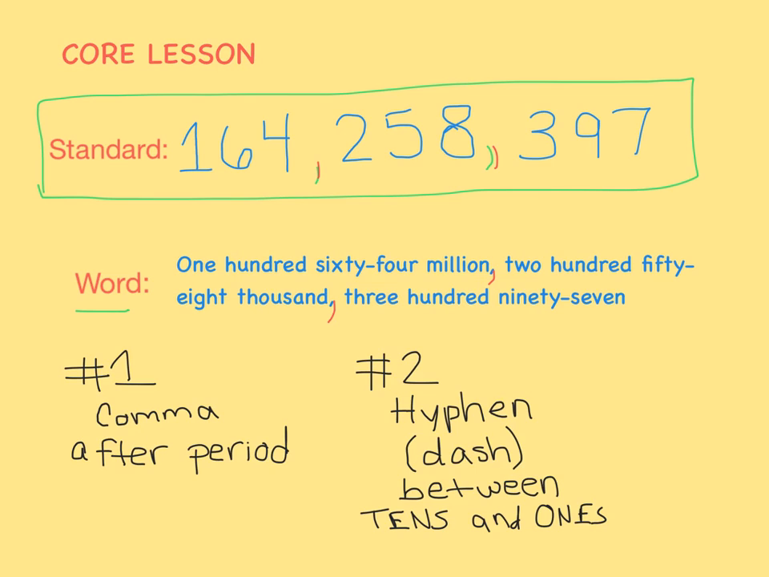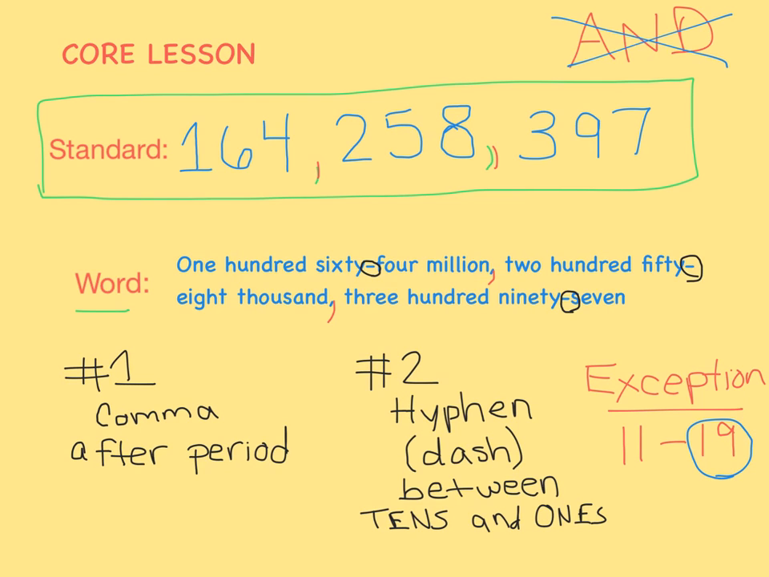Next, notice that there is a hyphen or dash between the tens and one place of each period. So there's a hyphen between 64, there's one between 58, and one between 97. The exception for this rule is for the numbers between 11 and 19. They have special names. You notice that we say 19 and not 10-9. Because it's a special word for the 10 and ones place, that one doesn't need a hyphen.